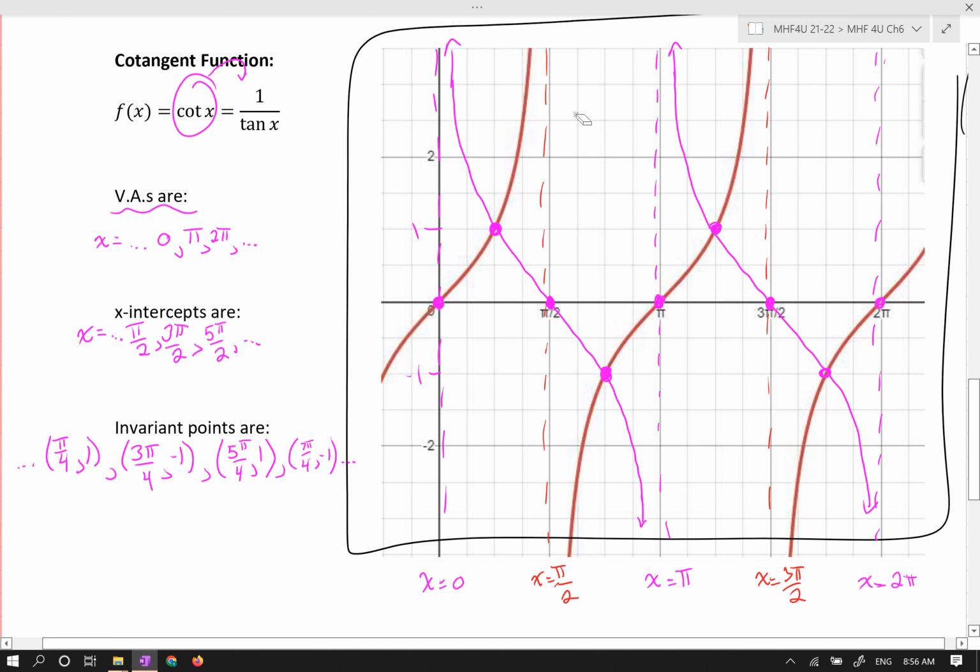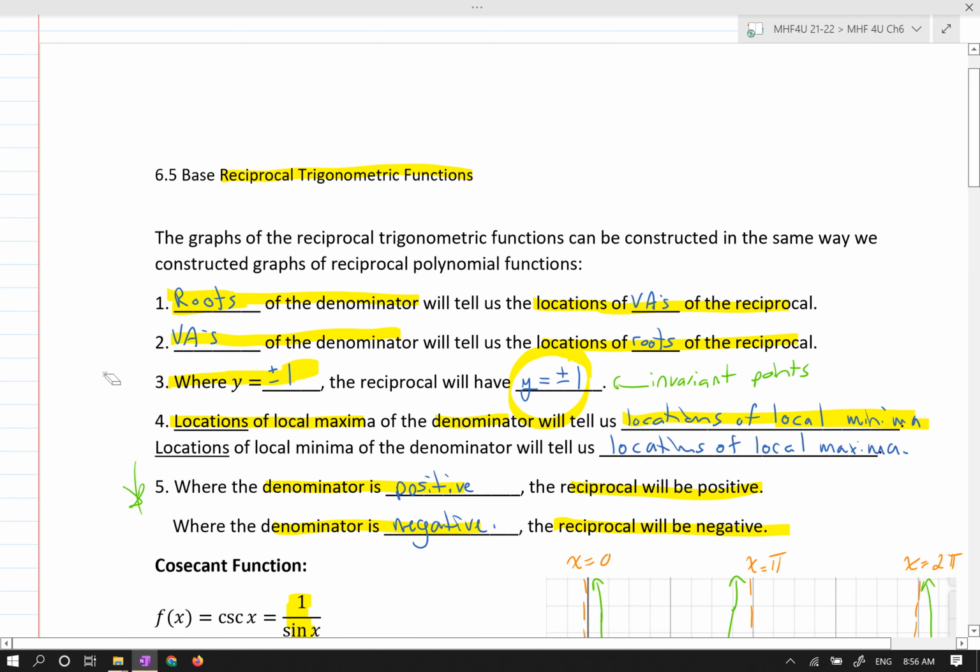So that should be enough, folks. I know it's a nice and short lesson for today. You should be able to handle the practice problems for section 6.5 at this point. Nice work.